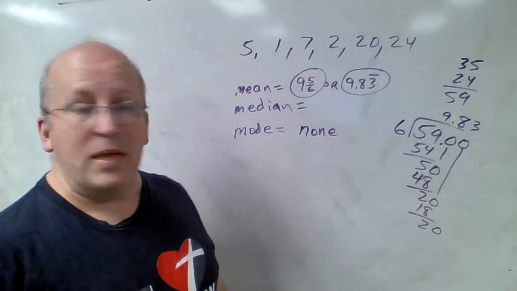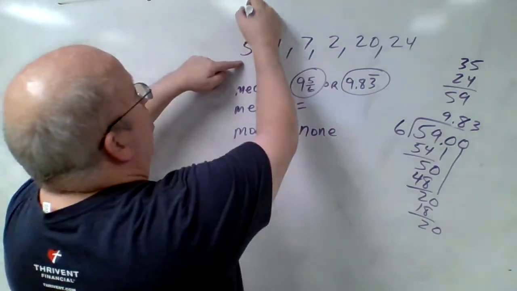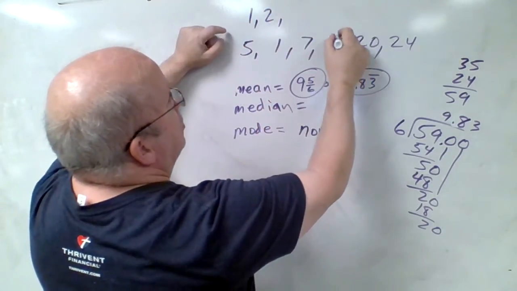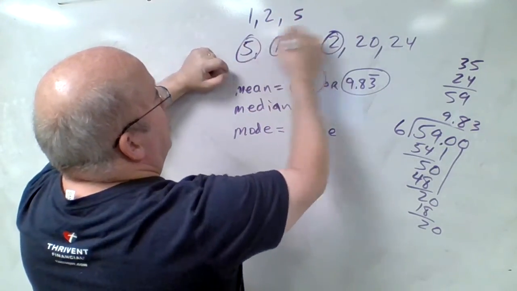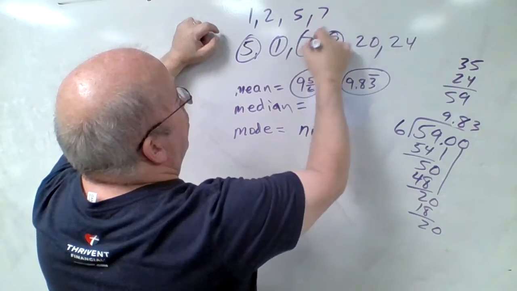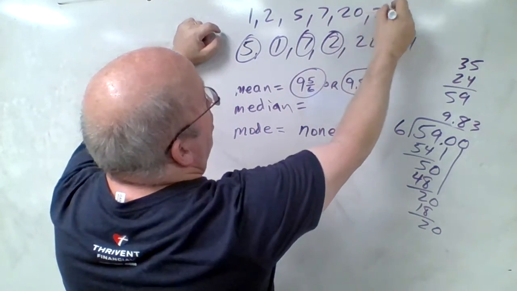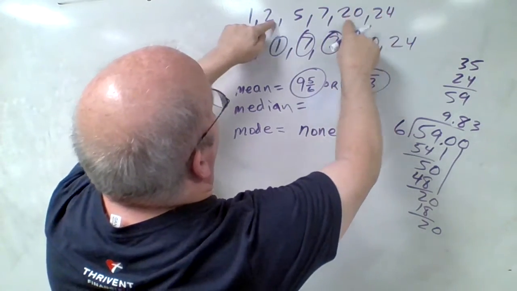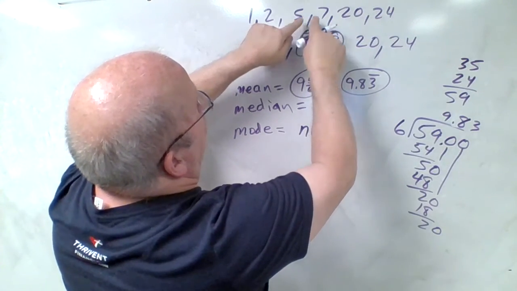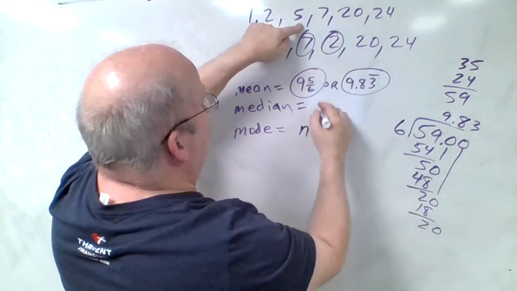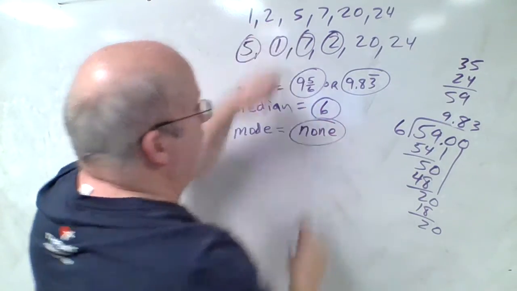How do I find the median? Remember, I got to put them in order from smallest to largest. So I've covered those. I've covered that one. Then that one. And then the last 2. And then I count to the middle. Uh-oh, I've got 2 middle numbers. How do I do that? Well, I add them up and divide by 2, so my median in this case is 6.